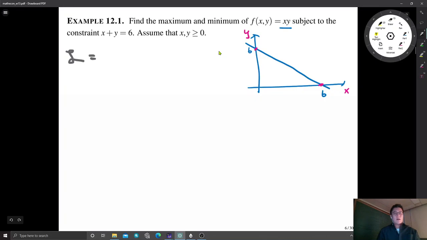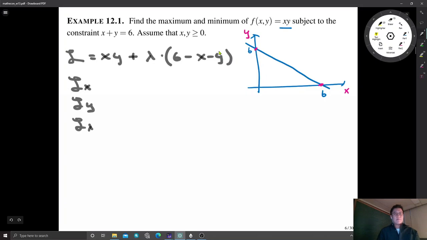Curly L is xy plus lambda times 6 minus x minus y. And then find the stationary point of this. So L sub x, L sub y, L sub lambda. The partial derivative of this Lagrangian with respect to x is y minus lambda, and set it equal to 0. And the partial derivative with respect to y, we obtain x minus lambda is equal to 0. And then L sub lambda gives us the constraint, so 6 minus x minus y equals 0.